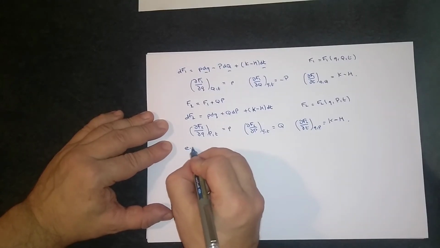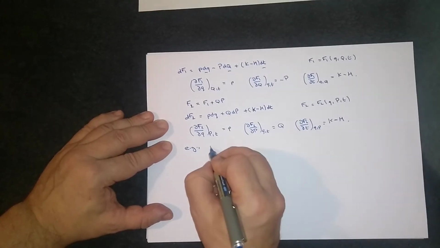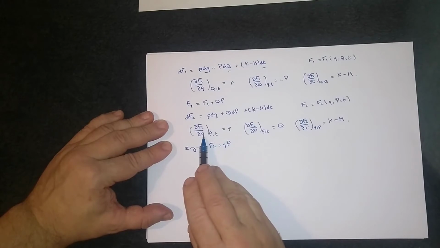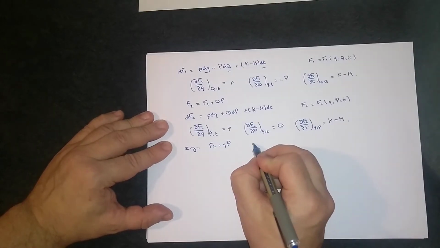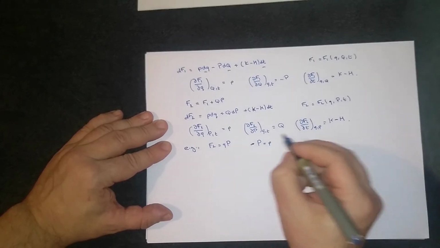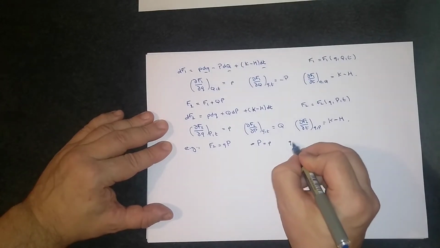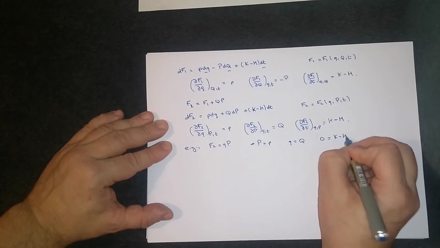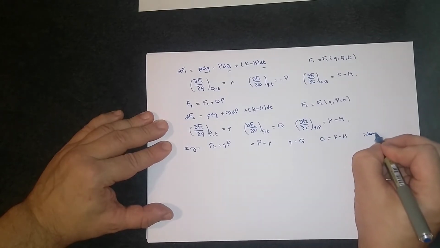As an example, if f2 were little q big P, this partial derivative gives little q, gives big P, and that's equal to little p. This one tells me that little q is big Q, and this tells me 0 is k minus h, and this is the identity transformation.